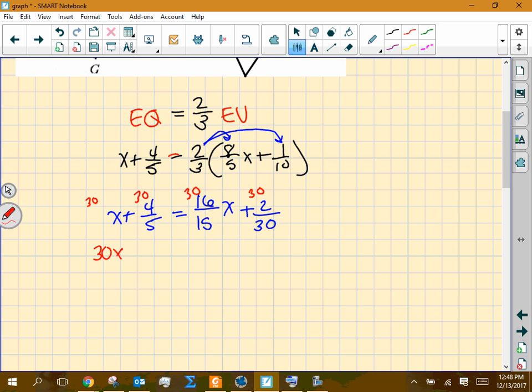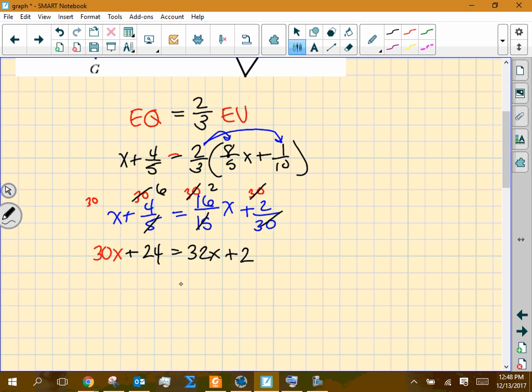30x. Does this 30 and that 5 cancel, leaving me 6? What's 6 times 4? 24. And then this 30 and this 15 have common factors, and it'll leave me with 2. What's 2 times 16? 32. And this 30 and that 30 are going to cancel completely, leaving me just with 2, right?